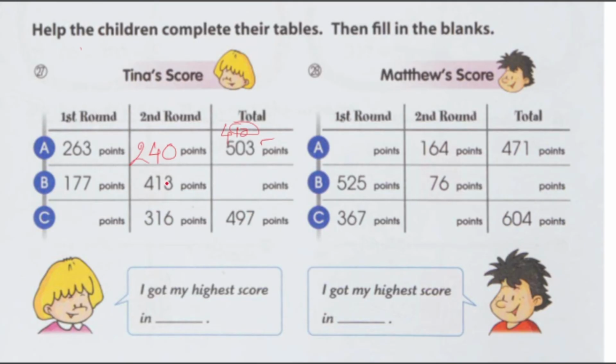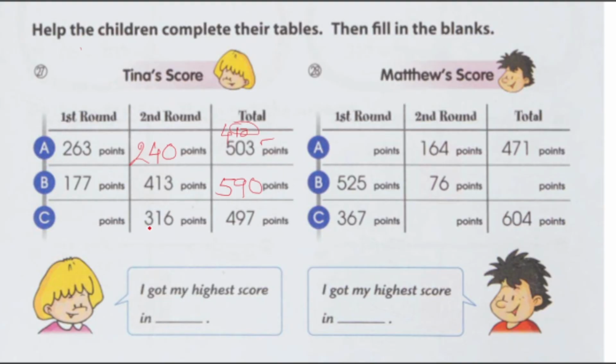Now, it is easy. We have to find the total, that means the sum of these two numbers. So 7 plus 3, 10. 1 carried. 1 plus 1, 2. 7 plus 2, 9. And 4 plus 1 is equal to 5. So the sum is 590.